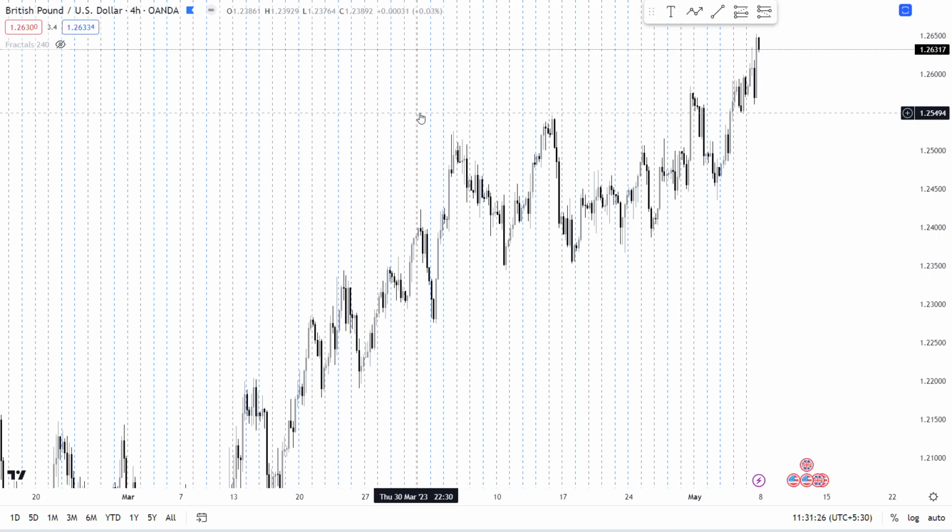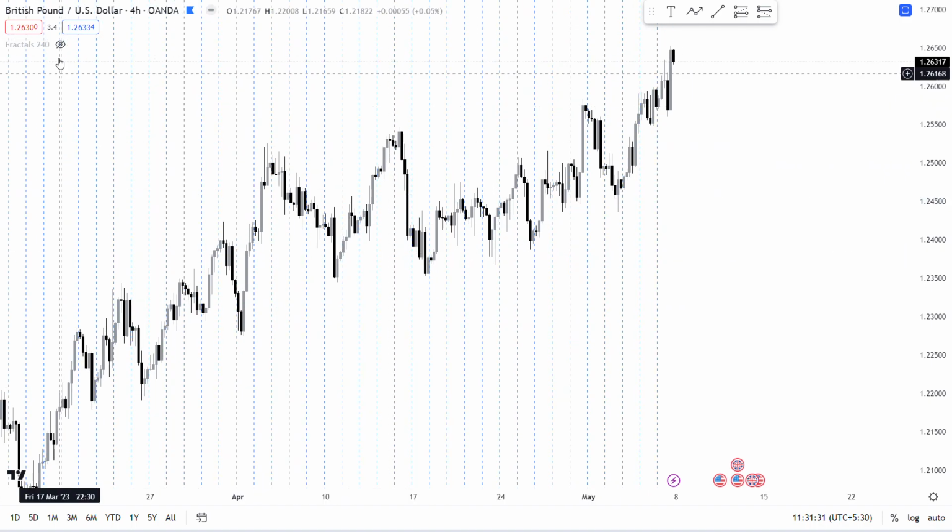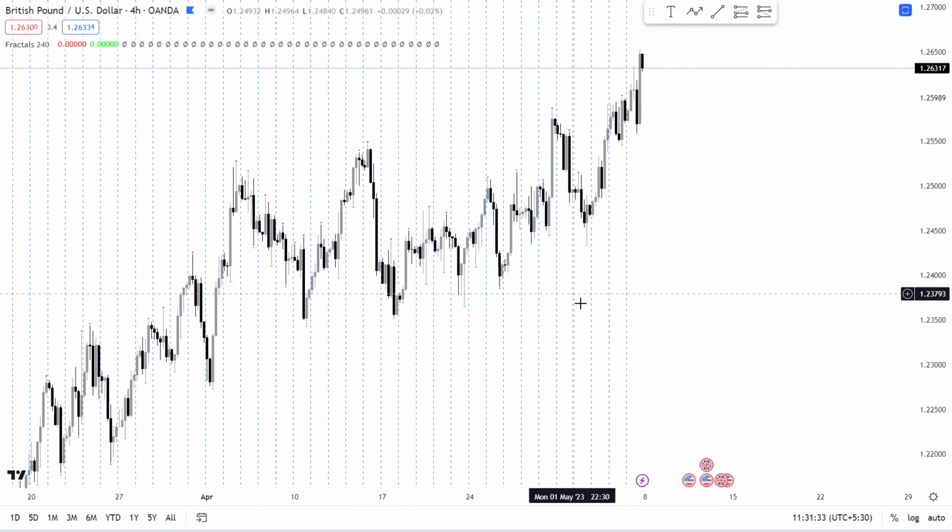Let's analyze from the daily perspective. 1600, 240, it's enough I think. Run on the fractals indicator.